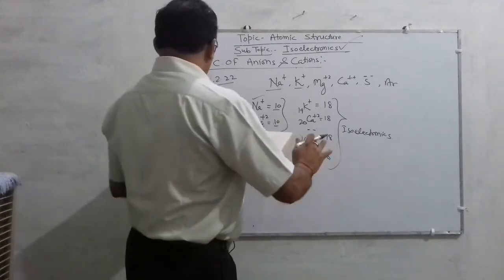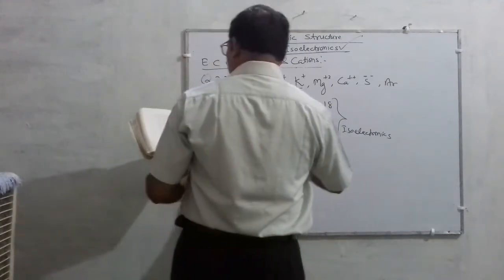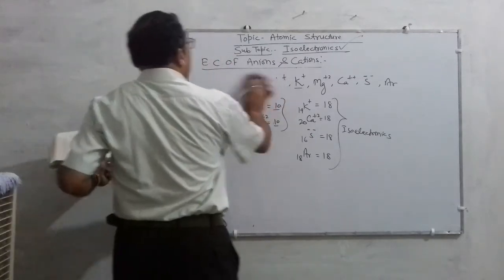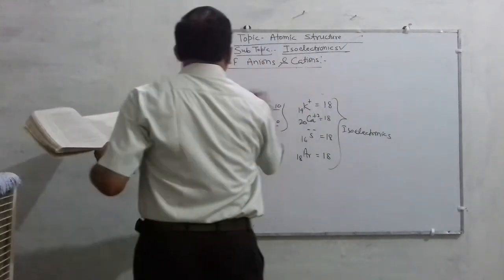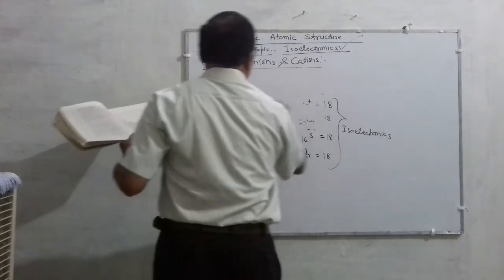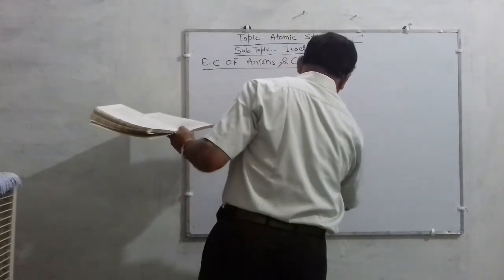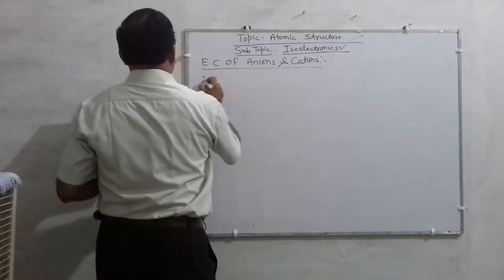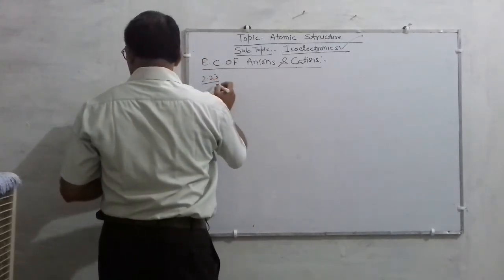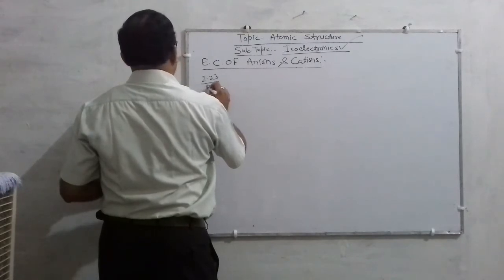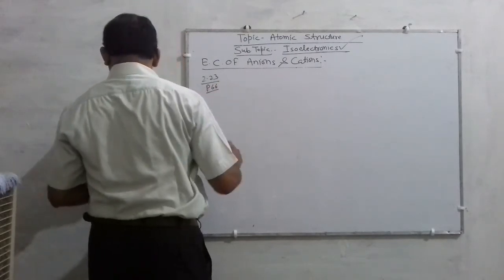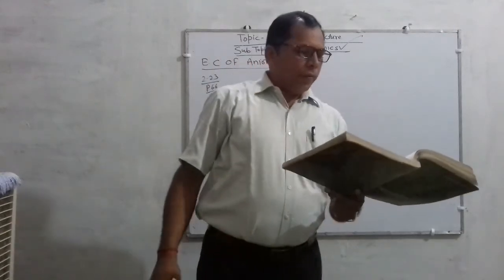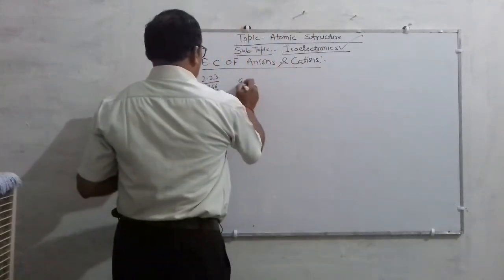Next question is 2.23 on the same page, 66. Time is running, we have to revise this chapter very soon. The question is, write the electronic configuration of the following ions.